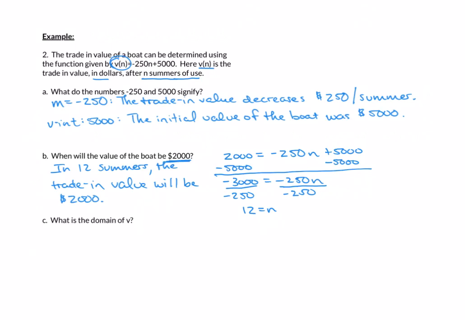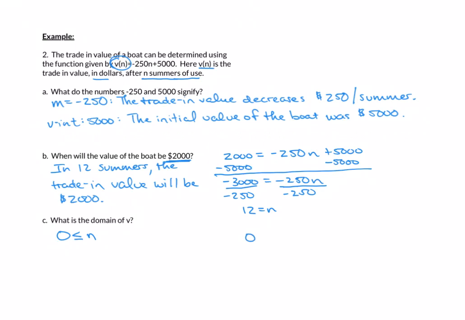Okay, example C, we want our domain. So again, remember that we can't have negative values for our n. We can't go out on our boat in negative number of summers. That makes absolutely no sense. And the other thing that we can't have is we can't have a negative trade-in value. So we need to know, when is this thing going to be equal to 0?